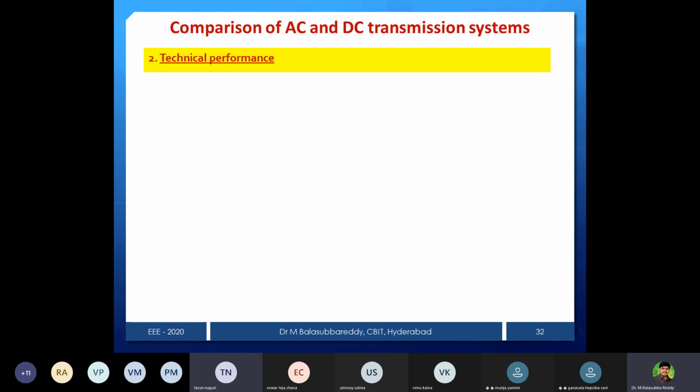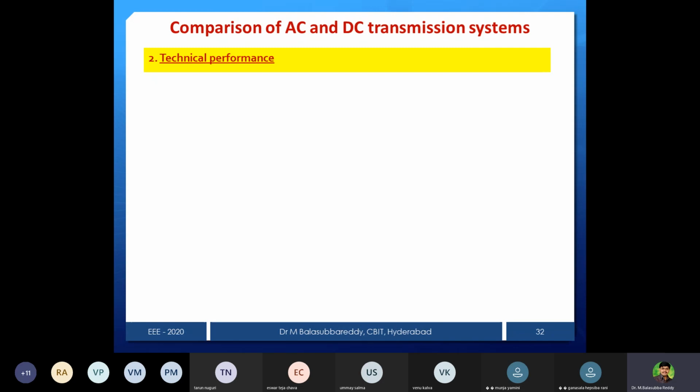Yeah. So there are three major comparisons: one is economics, then technical performance, then reliability. We are comparing AC and DC transmission systems with respect to these three terms. Economics we completed, and some of the subtopics of technical performance we also covered.